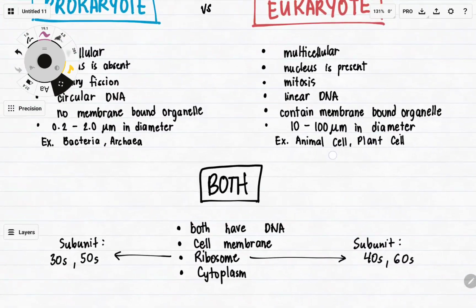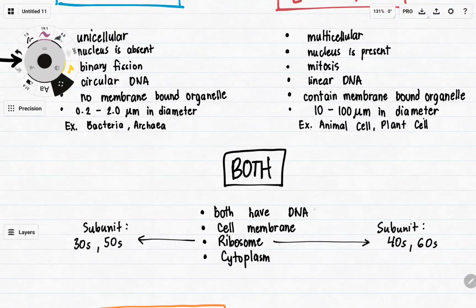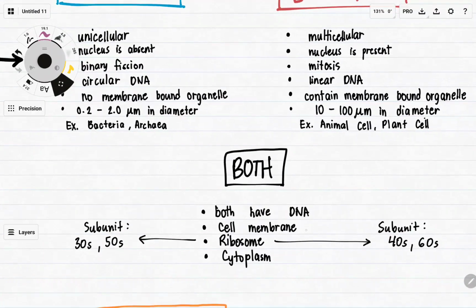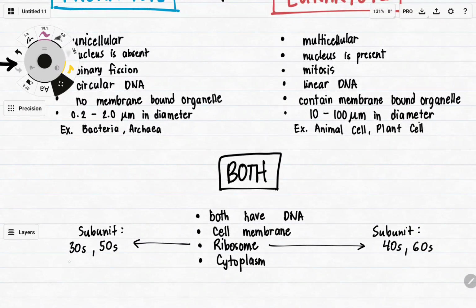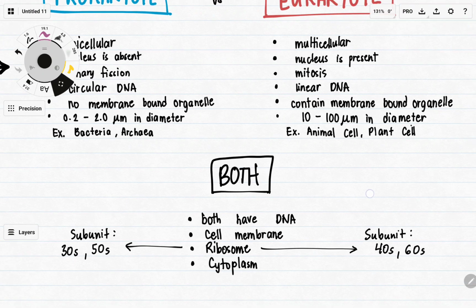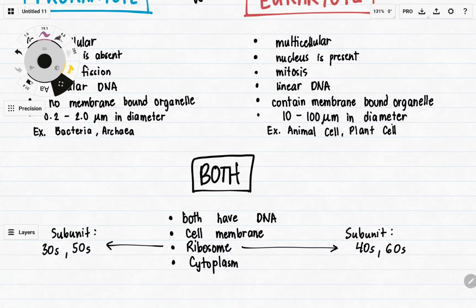So what do they have in common? They both have DNA, a cell membrane, and ribosomes. However, their difference is that prokaryotes have ribosome subunits of 30S and 50S, while on the other hand, eukaryotes have subunits of 40S and 60S in their ribosomes.